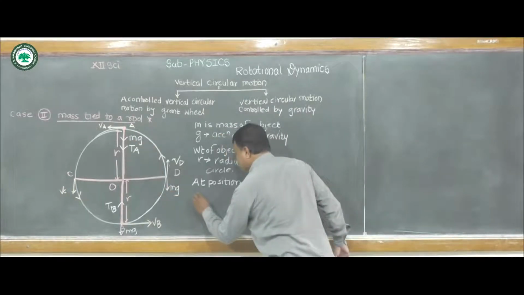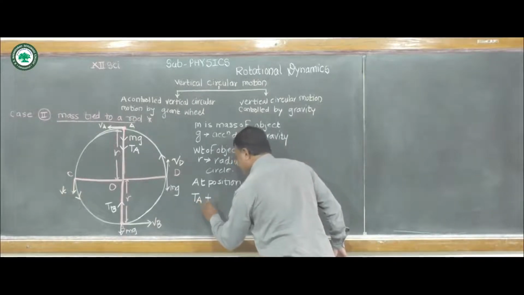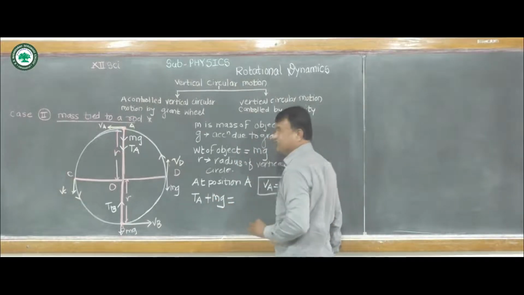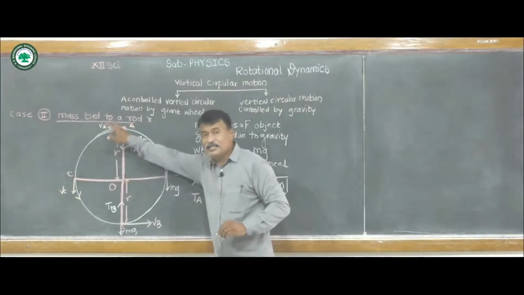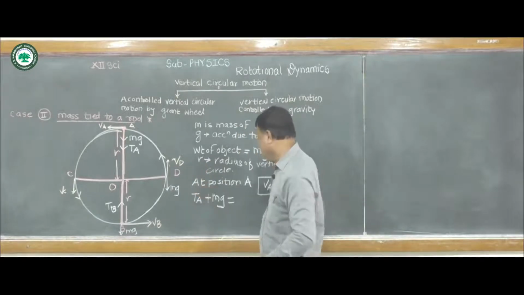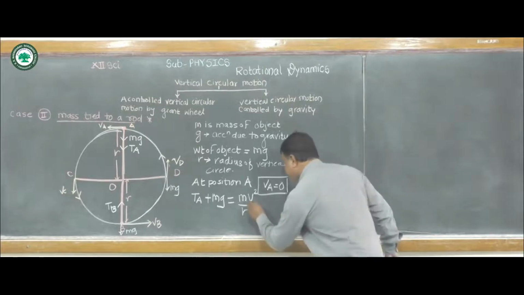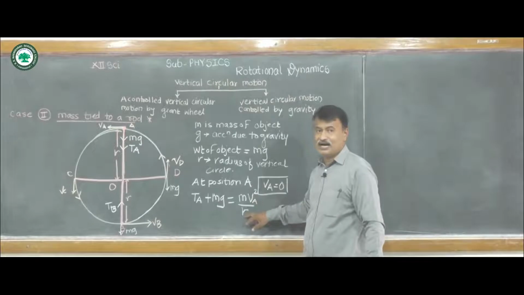Now in this case, the tension at point A and the weight of the mass mg are both along the same direction, directed toward the center. For vertical circular motion, a centripetal force is necessary, and this centripetal force is given by mass into velocity square upon radius. Now the velocity at point A is VA, so we get mVA square upon R.